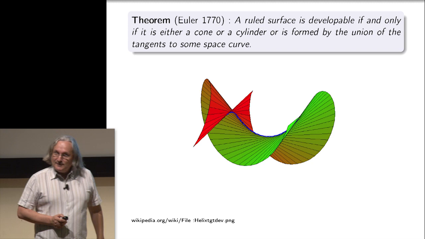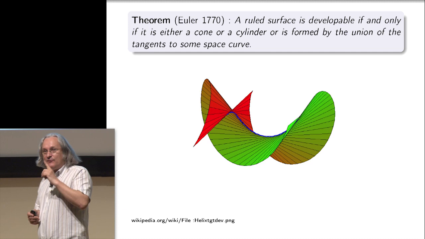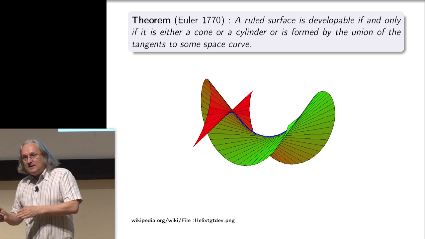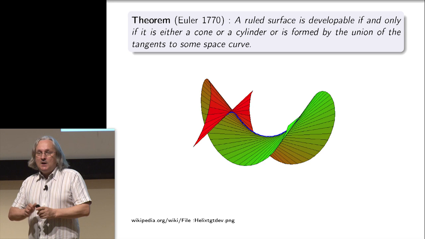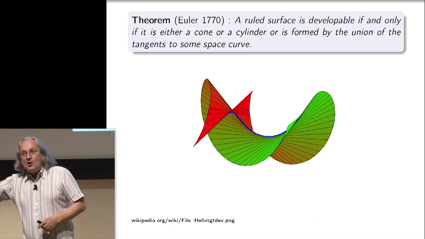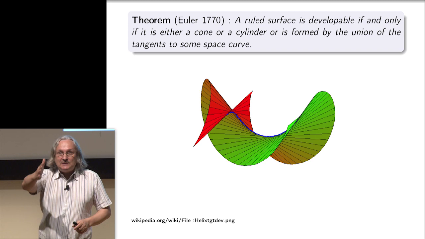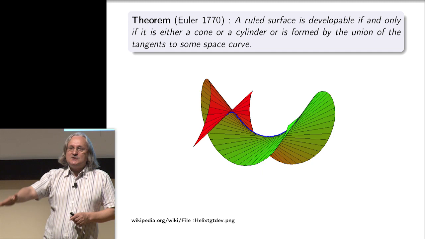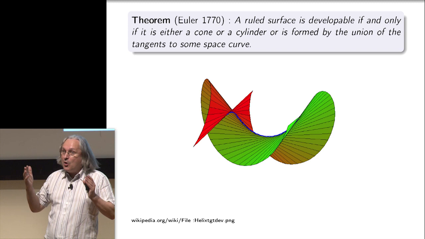So the theorem says that developable surfaces are very specific. They could be cones, cylinders, or something constructed in the following way. You take a curve in space, and you look at the family of tangent lines to this curve. This family of tangent lines will sweep, will define a surface in space which is developable. And the theorem of Euler is that all developable surfaces are built in this way.